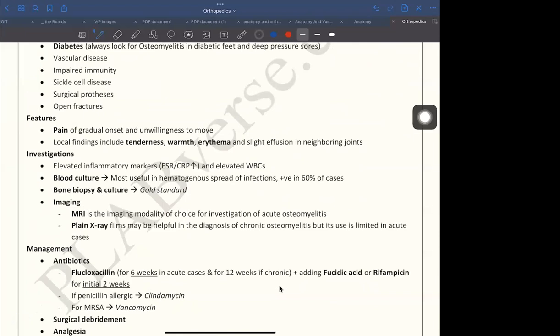This is some sort of sepsis. You will need to do a full septic screen, which is basically FBC, U&E, CRP, and blood cultures. You can take a bone biopsy from the patient, which is the gold standard for diagnosis. You can do an MRI, and sometimes a plain X-ray could be diagnostic, but MRI is very diagnostic.